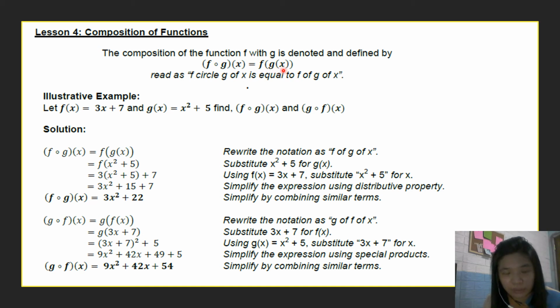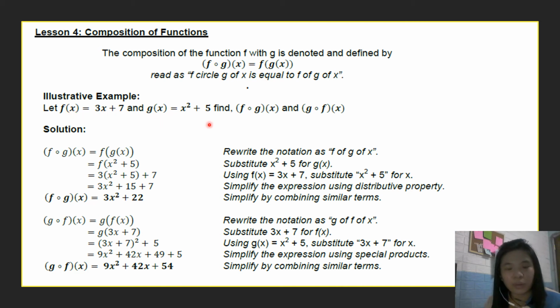So, kung mapapansin nyo, yung composition of function, parang function din siya na f of x. Yung difference lang dito is sa composition of function, f of g of x, is that, imbis na x yung nasa loob sa function natin na f of x, it's g of x. Kaya naging f of g of x. That is composition of function. Let's look at the example here.